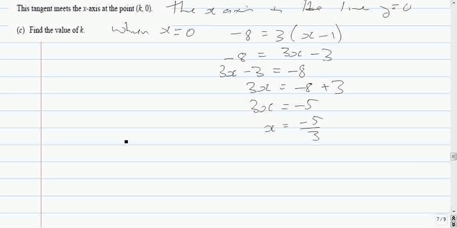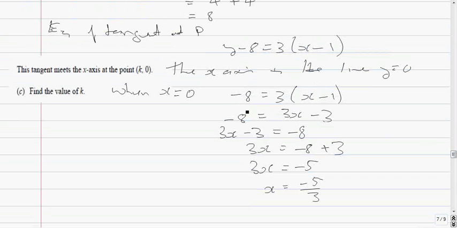Okay, this is the end of question number 5. So when x equals 0, what? Oh dear, I made a mistake there. Oh sugar. The x-axis is the line y equals 0. That should be y equals 0, which is what I've done, haven't I? Yes, y is equal to 0. So x is equal to minus 5 over 3, which means k is equal to minus 5 over 3, which is what they're asking for. Okay, sorry about that.